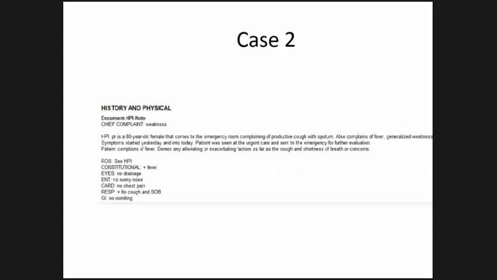This is an 80-year-old female who comes to the emergency room complaining of productive cough with sputum. Also complains of fever, generalized weakness. Symptoms started yesterday and into today. Patient was seen in an urgent care and sent to the ER for further evaluation.